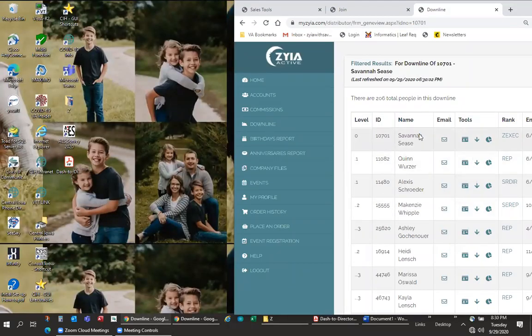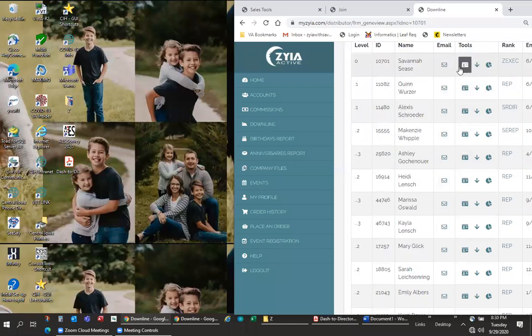It'll show you your name, and then it will show you these little tabs, okay? So you can email the person, you can see their rep ID and who they signed up with. If you click this arrow, it will show you their whole downline.